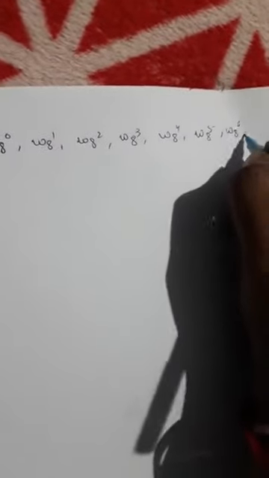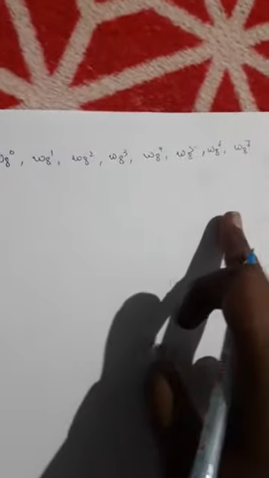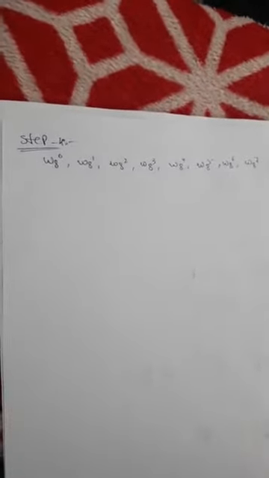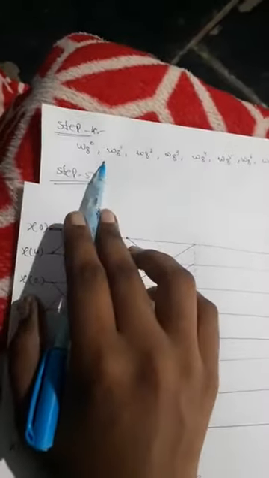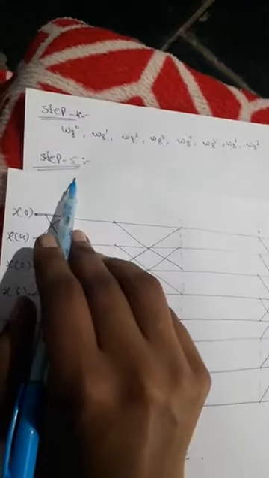Similarly, W8 to the power of 0, W8 to the power of 1, W8 to the power of 2, W8 to the power of 3, W8 to the power of 4, W8 to the power of 5, W8 to the power of 6, W8 to the power of 7. Similarly, we can calculate W8 to the power of 0 to W8 to the power of 7. This is for step 4, and next is step 5.